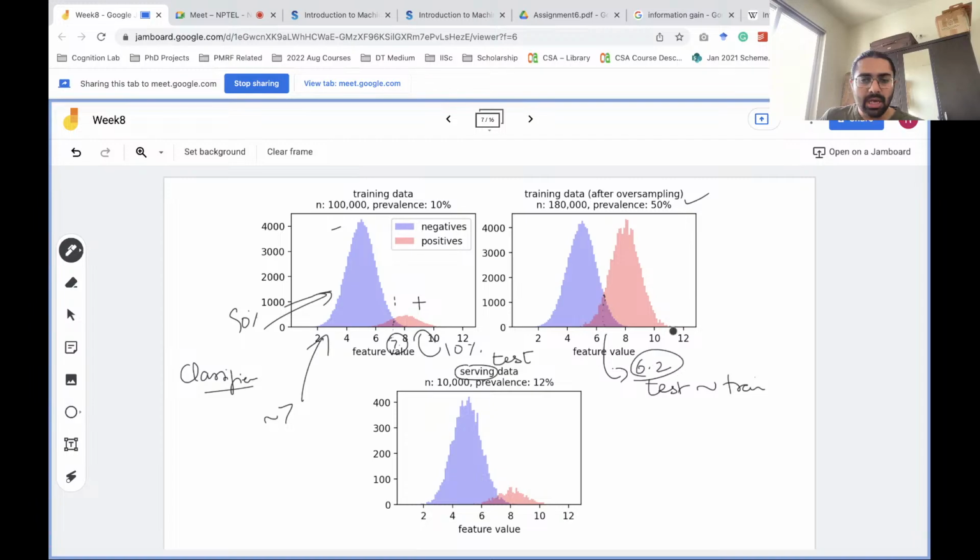Now if I were to use the model trained on this oversampled training data, and use this threshold to classify the points here, what would happen though? So I will have this 6.2, let's say, for the oversampled data.